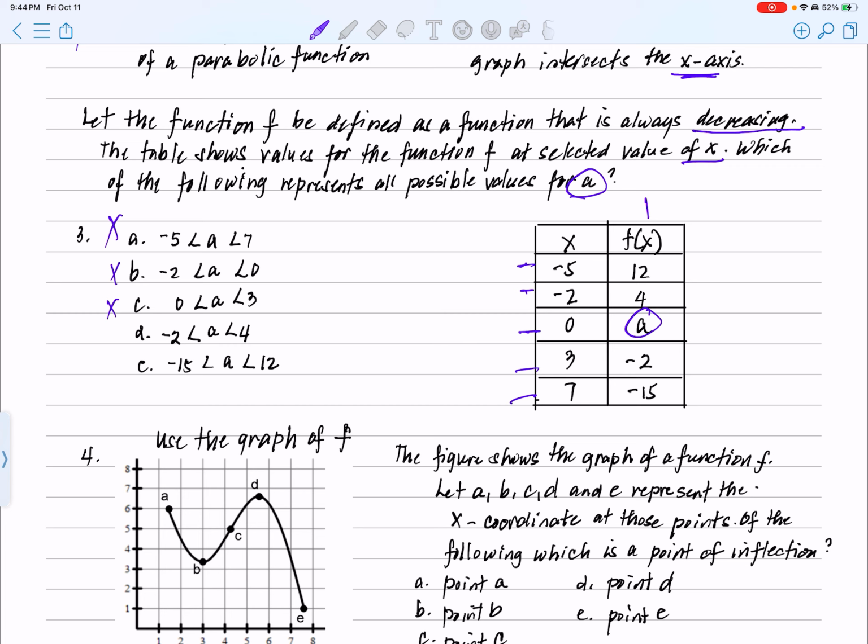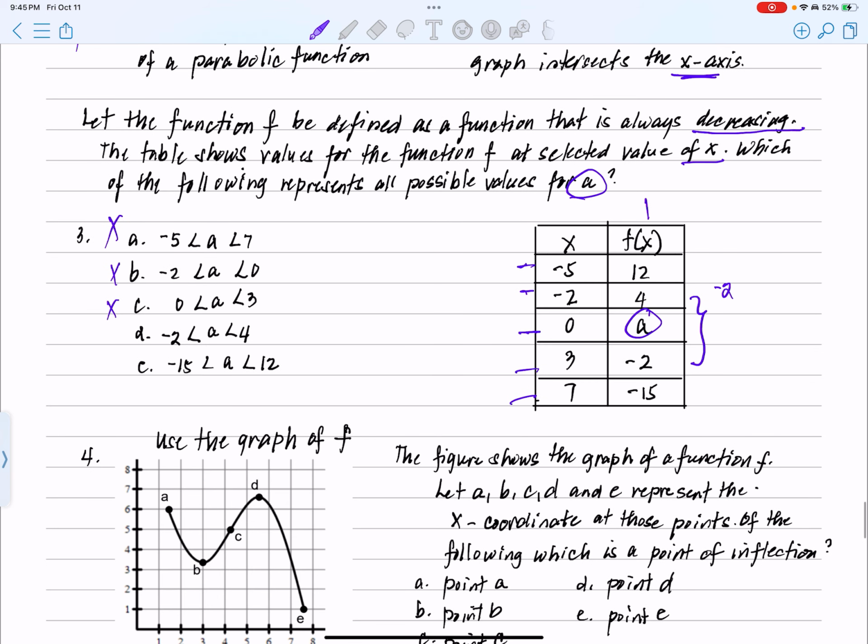Okay. So if we look at D, the interval -2 to 4. So if we do -2, -1, 0, 1, 2, 3, 4. This is our interval, so the A value is somewhere from here, right? That's for D.